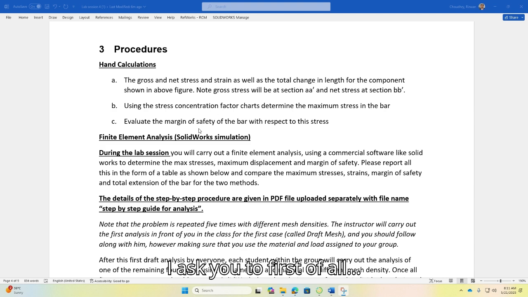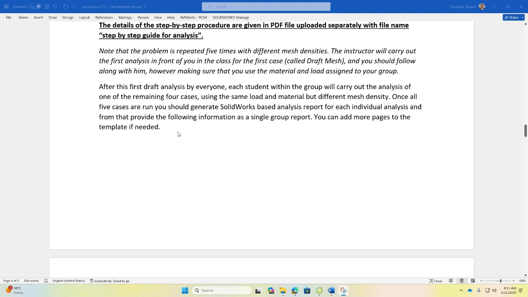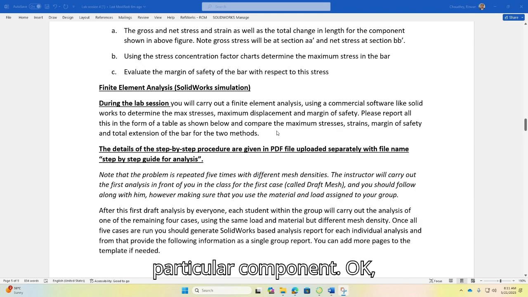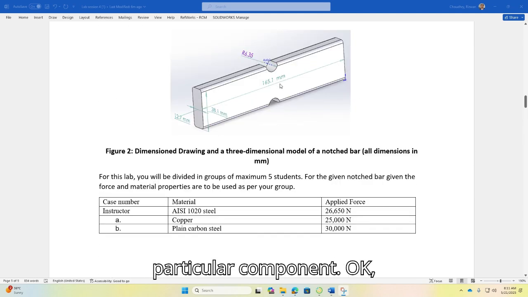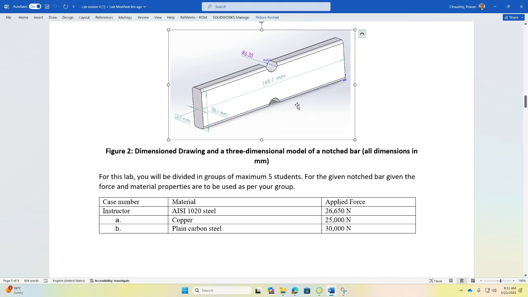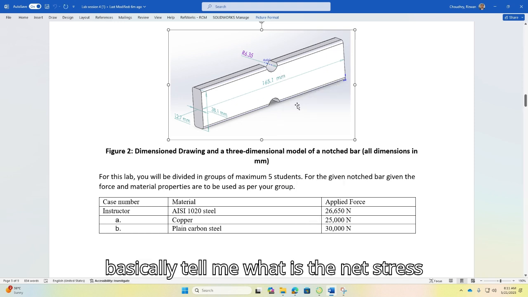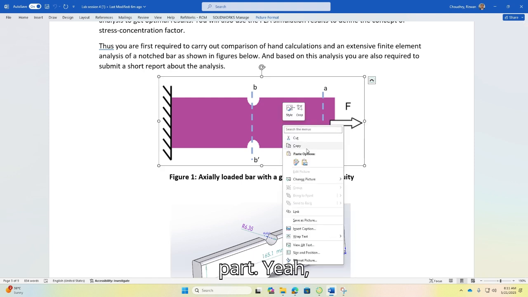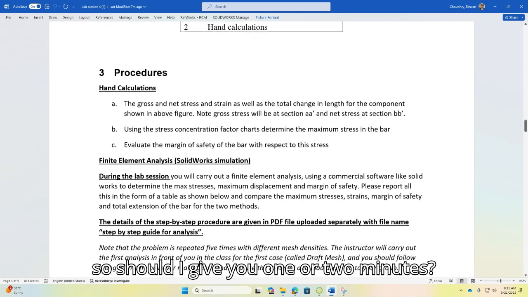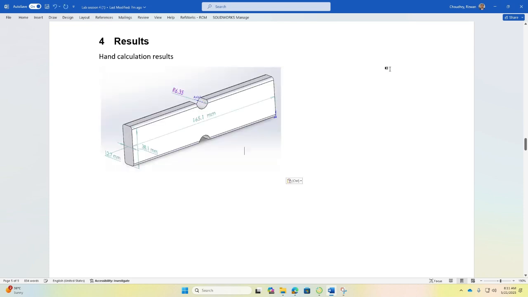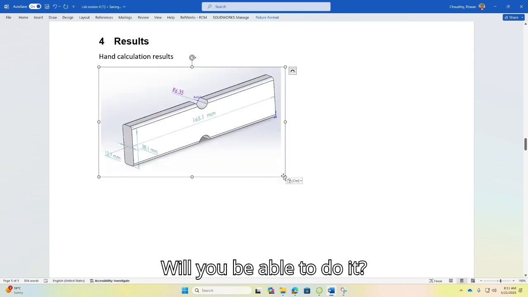So can I ask you to first of all do some hand calculations with this particular component, okay? So with this component, basically tell me what is the net stress and what is the gross stress in this part, yeah? So should I give you 1 or 2 minutes? Will you be able to do it?